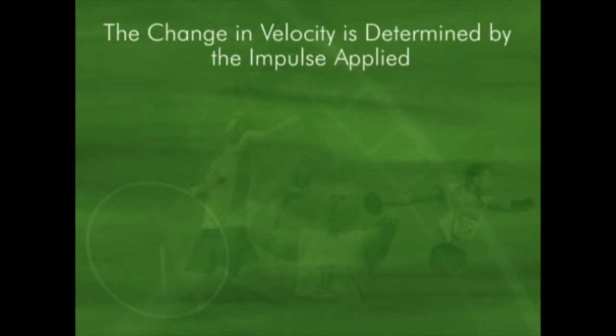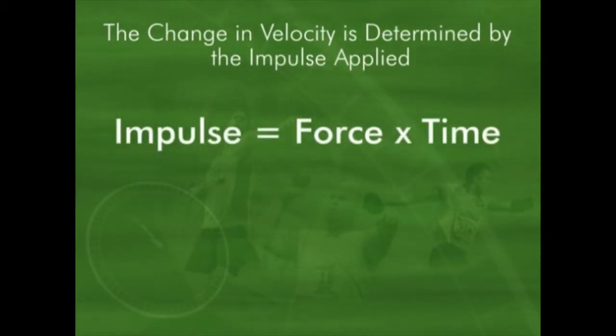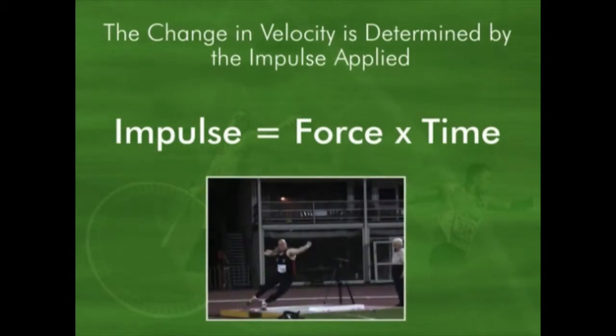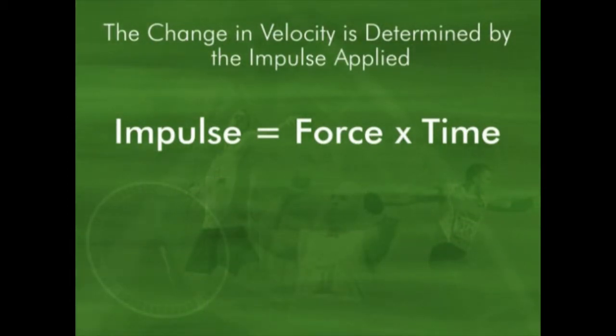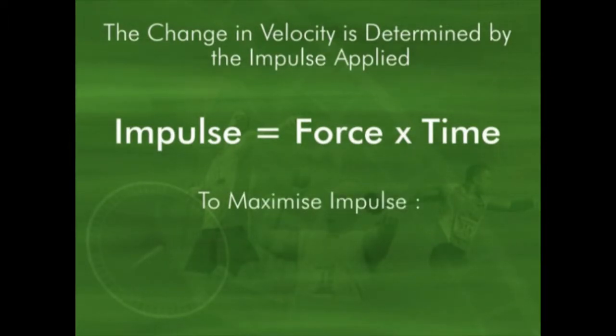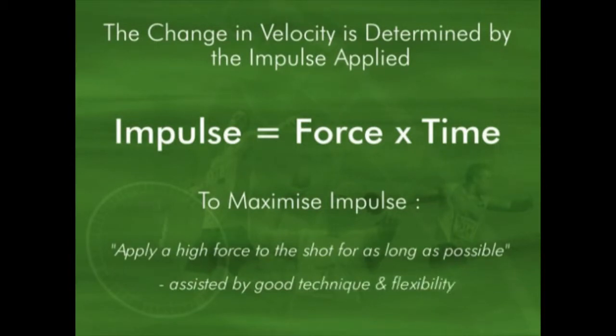The change in velocity of any object is determined by the impulse applied to it. Impulse is calculated by multiplying force by time. In the shot put scenario, to maximise the velocity of the shot at release, the impulse applied must be maximised. To do this, a high force should be applied for as long as possible. Good technique and good flexibility, particularly in the torso, allows for this longer force application. In most of the technique progressions, the time of force application is lengthened with each more advanced putting action.